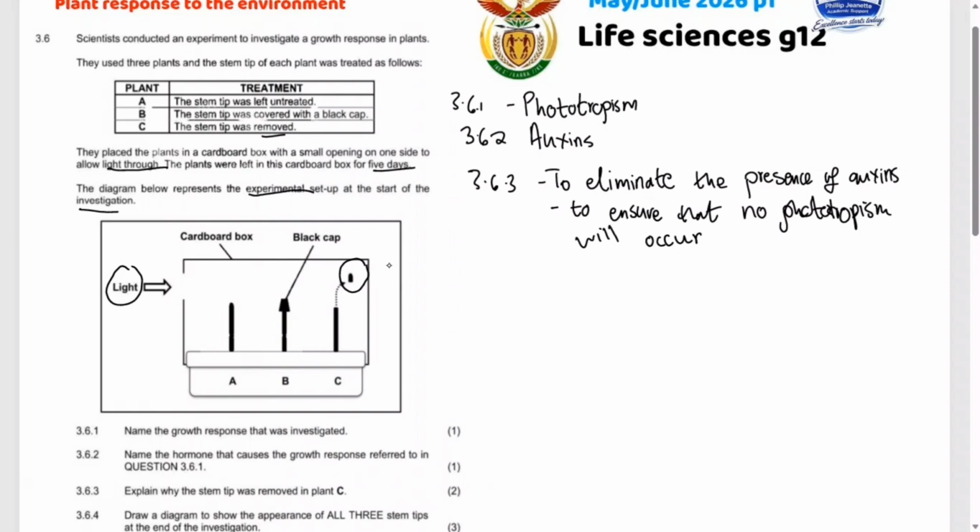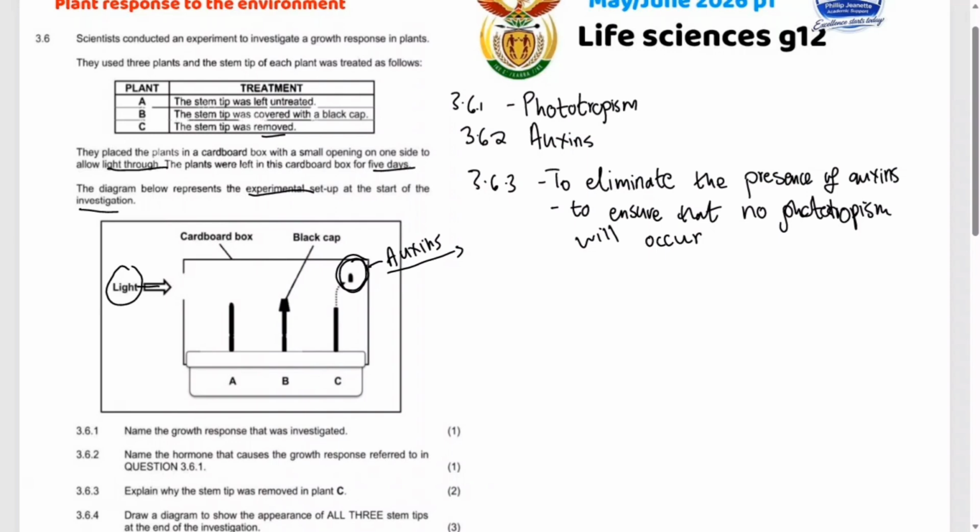It means that the more we remove the stem tip, we throw away what? The auxins. We throw away the auxins. So when we throw away the auxins, and this is the light, will the stem bend towards the light? No. So basically here, guys, we are investigating the control variable. We need to check whether the plant, or rather the stem, is controlled by the light or not.